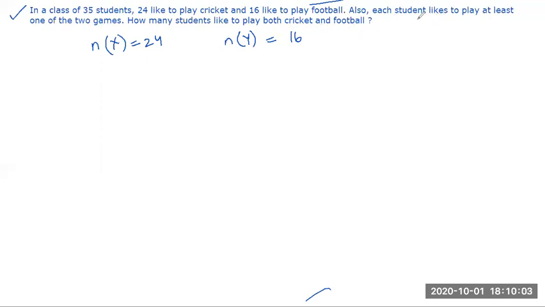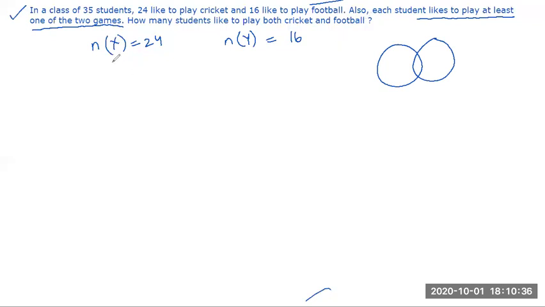Now this you need to understand. It says each student likes to play at least one of the two games. So what is this? This can be easily understood by a Venn diagram. If this is X and if this is Y, total are 35 students. And you see, it is evident from this that every student is playing at least one game, at least one.